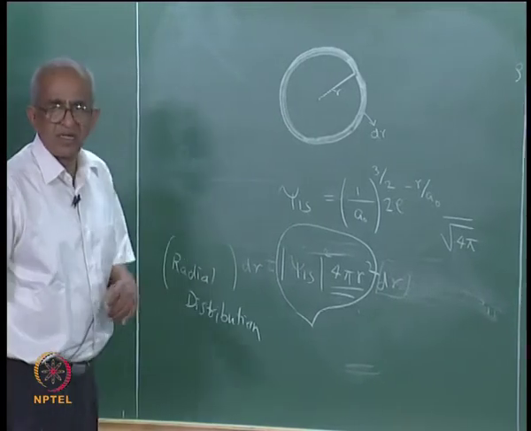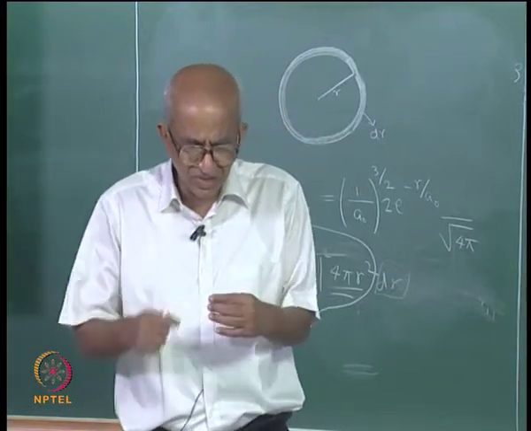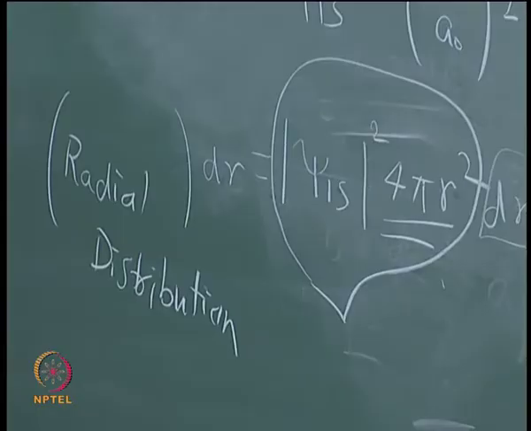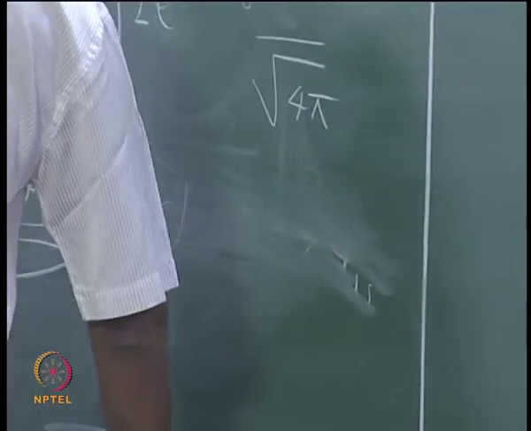So, this object is referred to as the radial distribution function. And suppose I made a plot of this radial distribution function. What does the radial distribution function give you? It gives you an idea of how probable a distance r from the nucleus is. That is what it says. So, if you make a plot of this object, what would be the result? Let us look at that result.